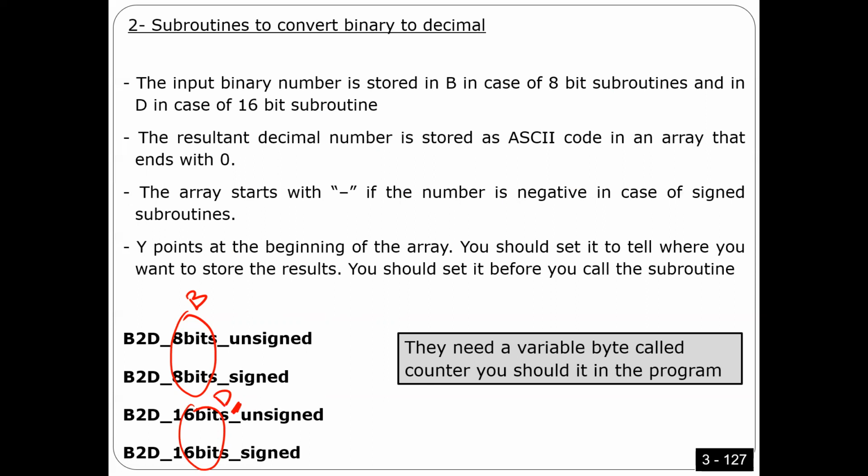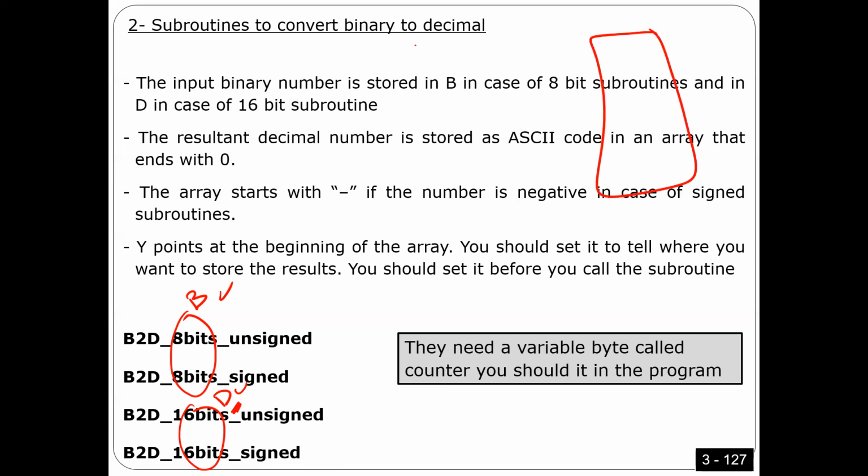Okay. So number 1, the number you want to convert, put it in register B or D. Number 2, depending on the type of number you have, signed or unsigned, you have to select this function or this one or this one or this one. Number 3, this function is going to convert the binary here to decimal and then to Ascii, and then it's going to put it in an array.